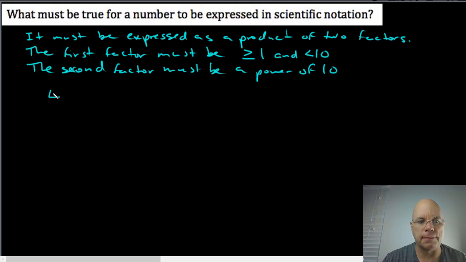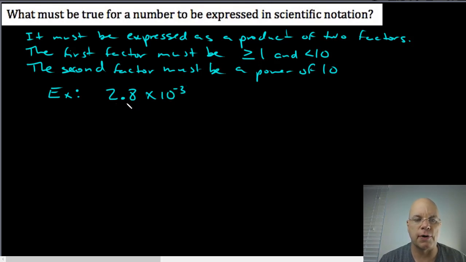So here's an example. 2.8 times 10 to the negative third power. This first factor is greater than or equal to 1 and less than 10. The second factor is a power of 10.